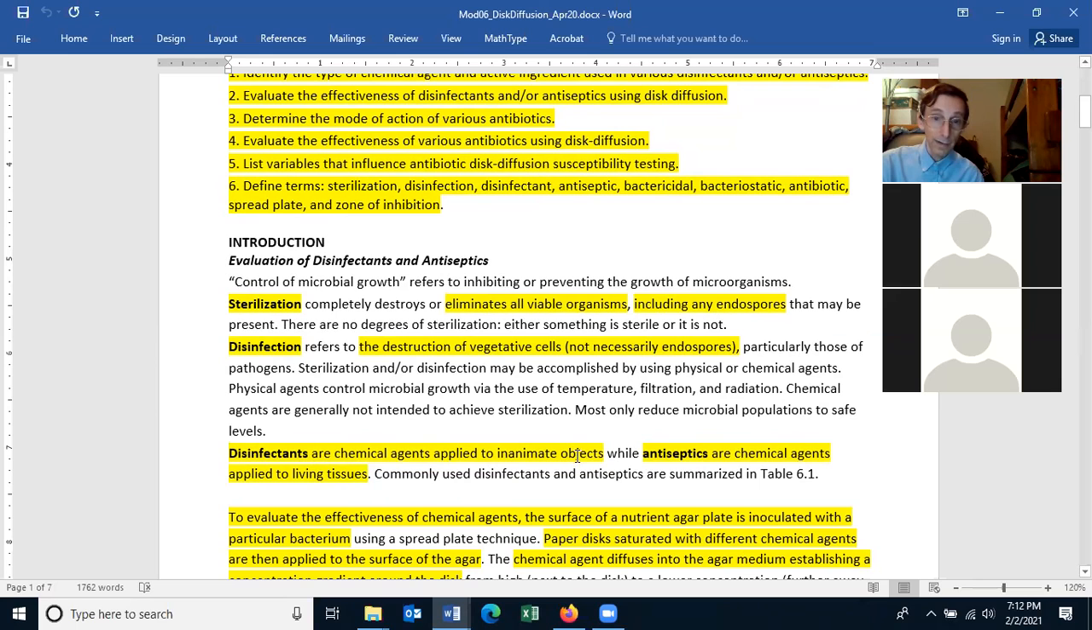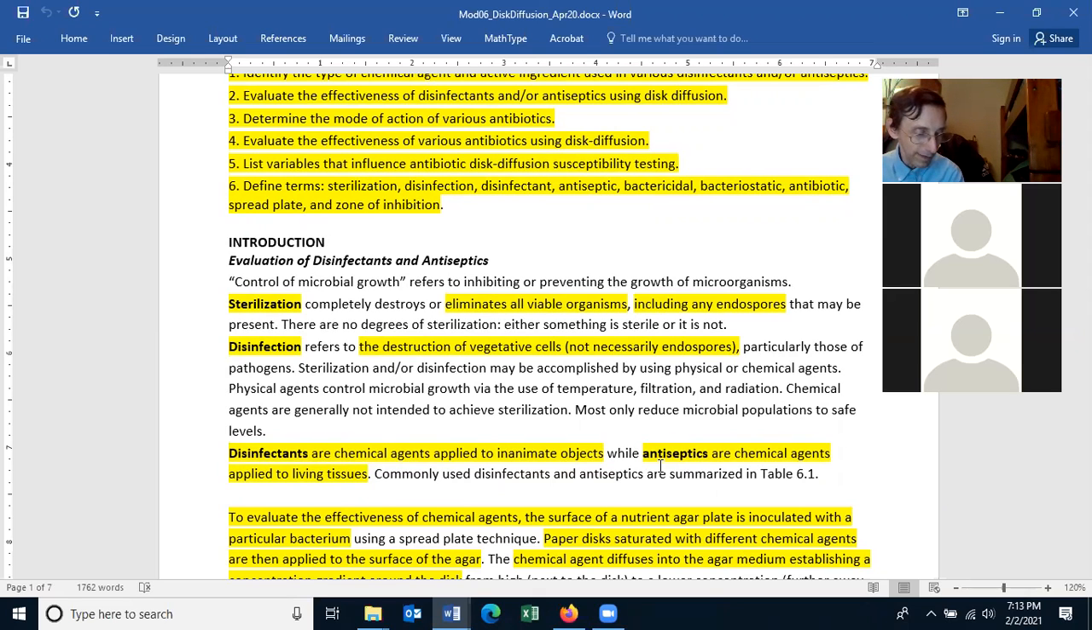Disinfectants are chemical agents applied to an inanimate object. If, on the other hand, you were putting the bleach on a cat, we wouldn't call it a disinfectant, we would call it an antiseptic, a chemical agent applied to living tissues. Generally, antiseptics are less toxic and less caustic than disinfectants, which is why we don't normally use bleach on the cat, because the bleach would be caustic to the cat.